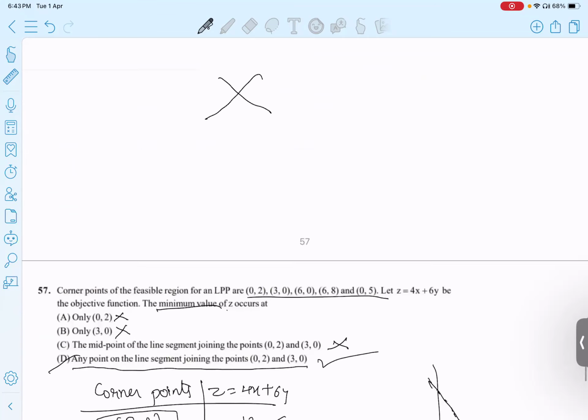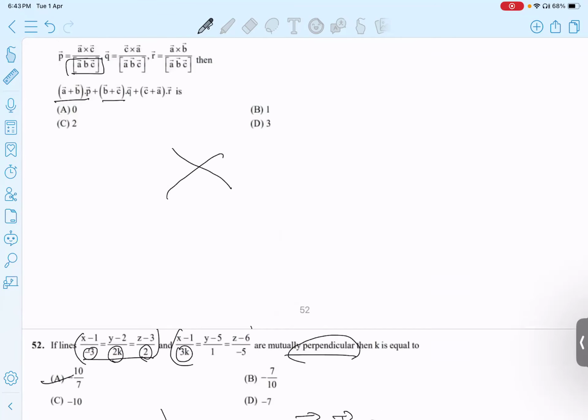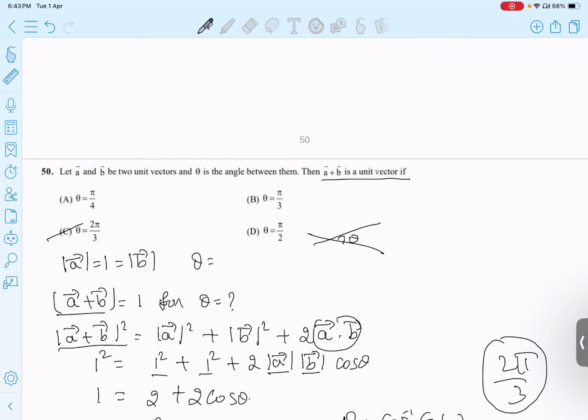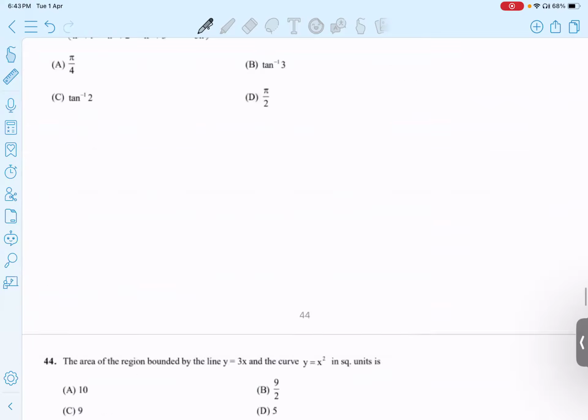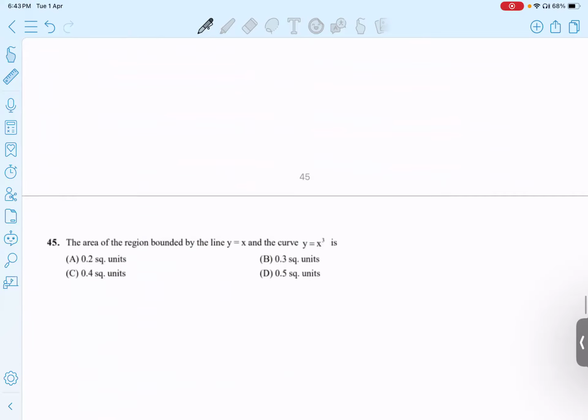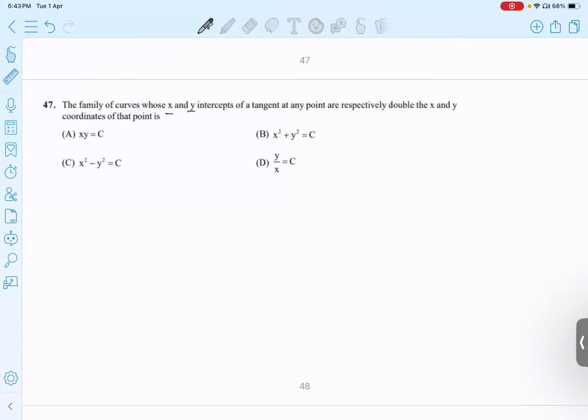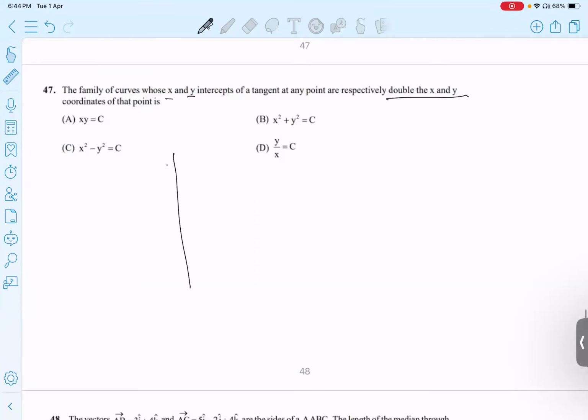Okay, so next. See, students, in this session, I'm not going from the first question to the last question. I'm taking from the last question to the first question. Here's a question. The family of curves whose x and y intercepts of a tangent at any point are respectively double the x and y coordinates. Okay, no need to worry much.